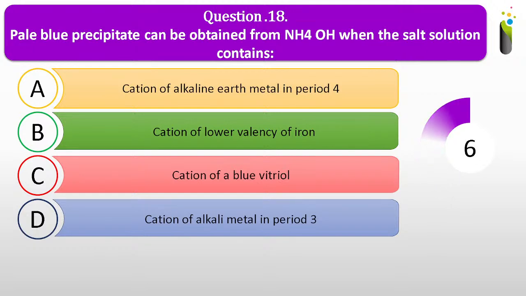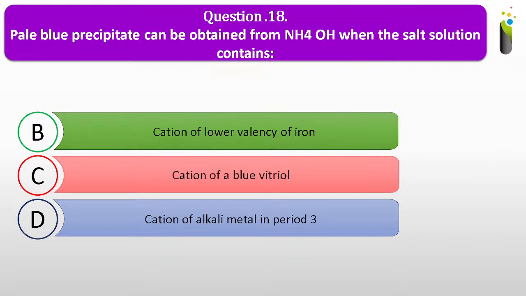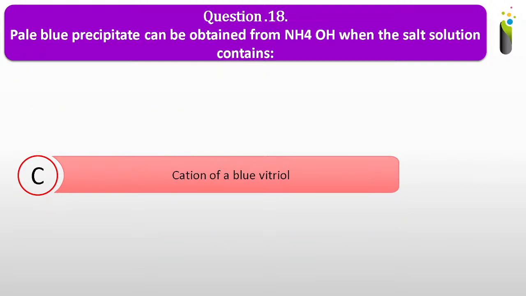So the correct answer for question number 18 is C. Cation of a blue vitriol. So pale blue precipitate can be obtained from NH4OH when the salt solution contains cation of a blue vitriol. So your answer for question number 18 is C.